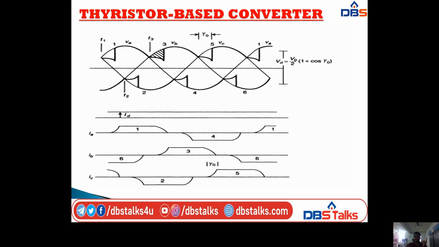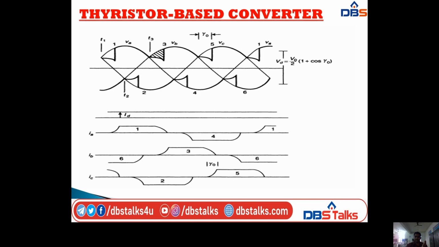In it we have the phase voltages VA, VB, VC waveforms, next the DC current waveform ID, and then the phase currents IA, IB, IC. Here we have different time instants, from T1 to T6. From T1 to T2, valves 1 and 2 are conducting, and the current flows from valve 2 to phase A.